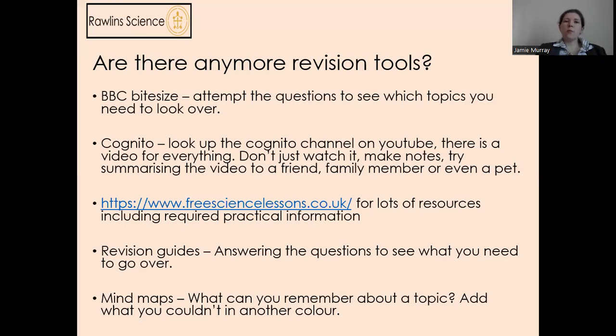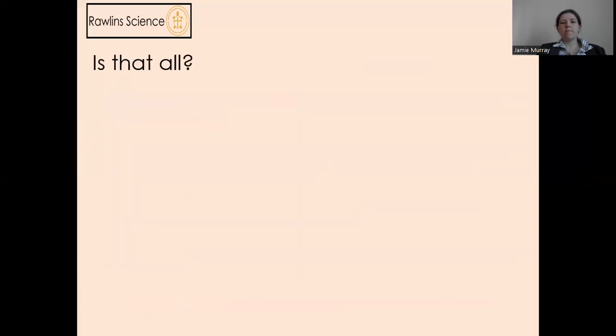What can you remember about a specific topic or a specific area of a topic? And then what couldn't you remember? Add that in a different color. Look back over these mind maps. You can even blue tack them to different places. It's always good to revisit.